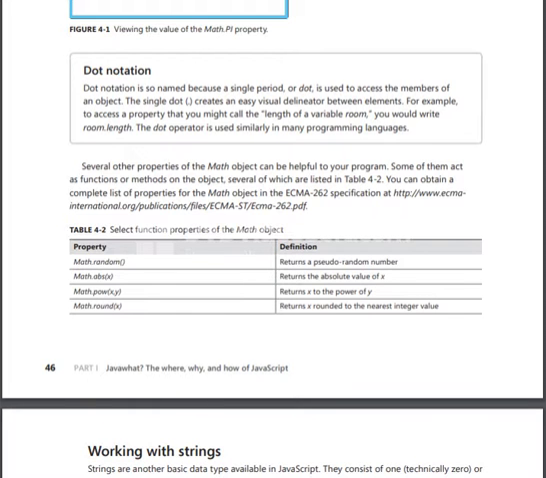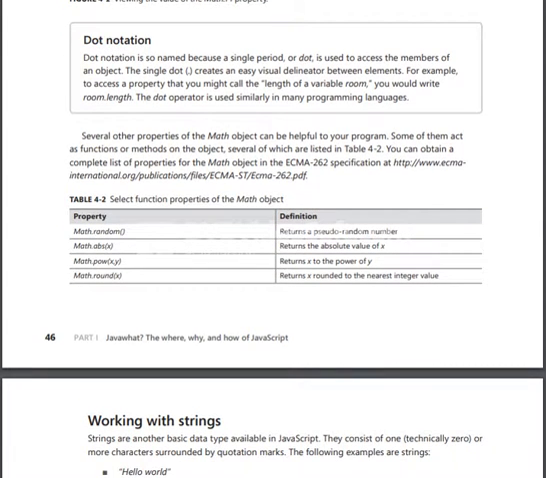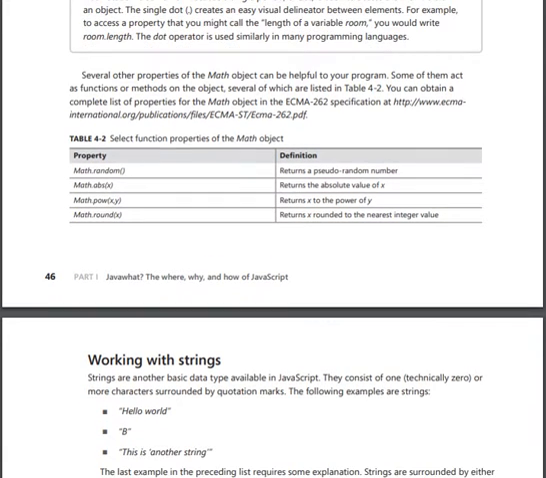Several other properties of the Math object can be helpful to your program. Some of them act as functions or methods on the object, several of which are listed in table 4.2. You can obtain a complete list of properties for the Math object in the ECMA 262 specification, in the section on function properties of the Math object. Math.random returns a pseudo-random number. Math.abs(x) returns the absolute value of x. Math.pow(x,y) returns x to the power of y. Math.round(x) returns x rounded to the nearest integer value.